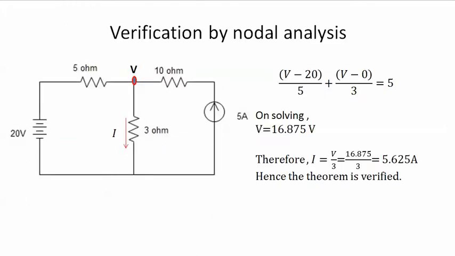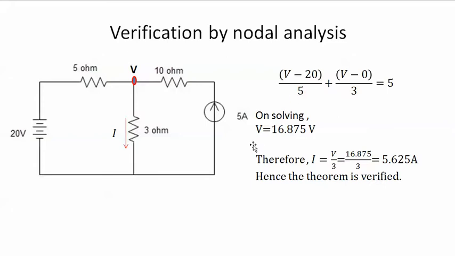Now we will verify whether this is true, because the superposition theorem states that the current flowing through this 3 ohm resistor will be the effect of the 20 volt source alone plus the effect of the 5 ampere source alone. So by the nodal method, if you find the current flowing through this 3 ohm resistor, and if they are equal, the theorem is verified.